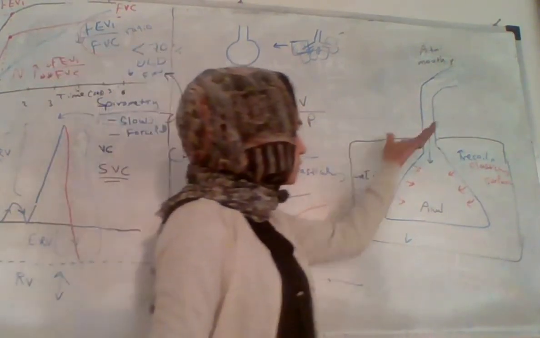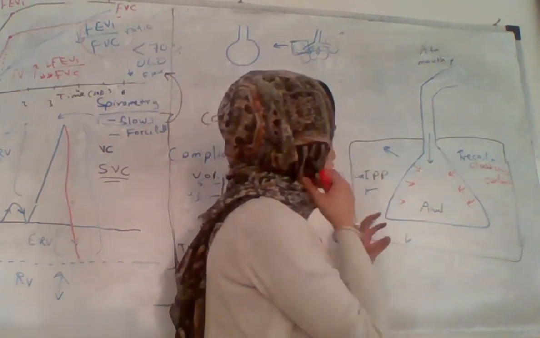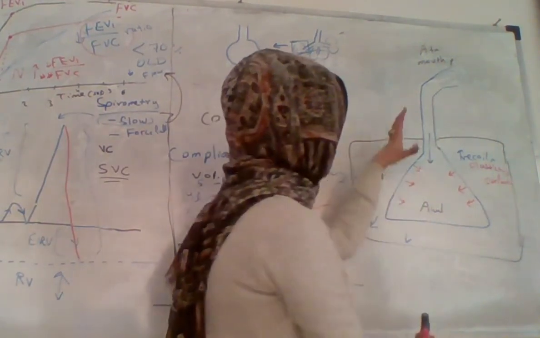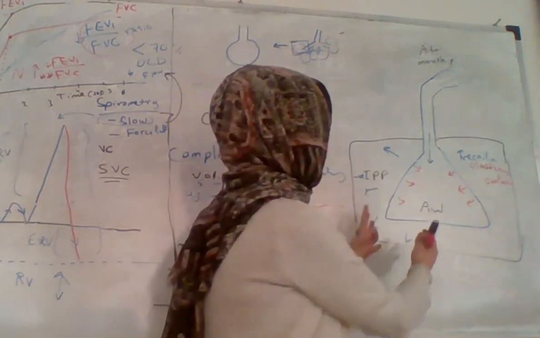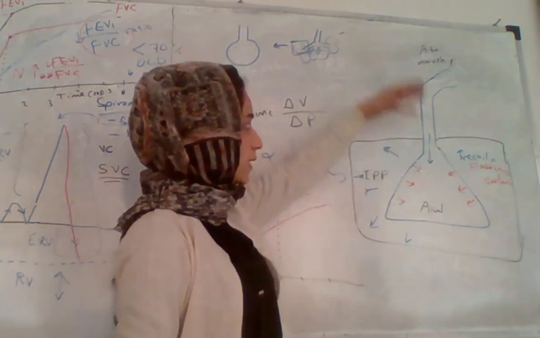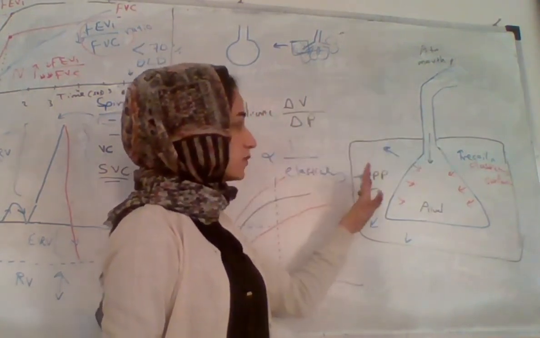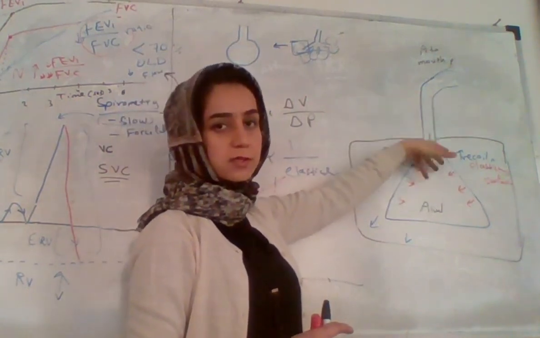So, as you know, for the inspiration of the mechanics of respiration, we have the lungs here, we have the intrapleural pressure or the pleural space, and also we have atmospheric pressure. What are the factors that cause movement of air, or flow of air, in and out?